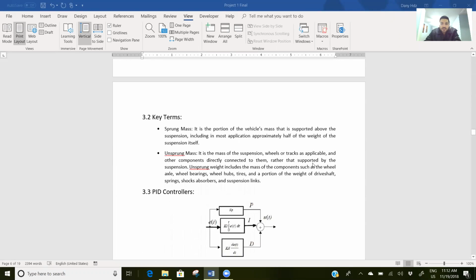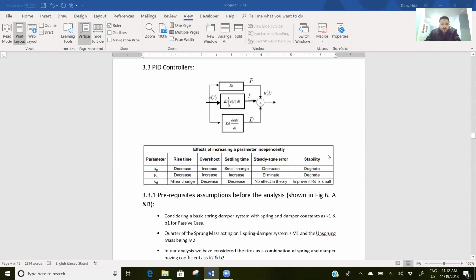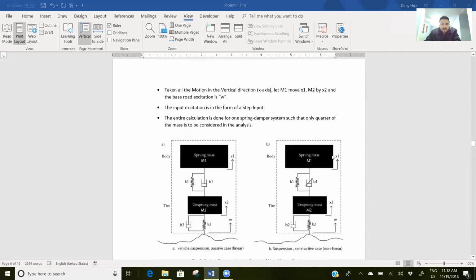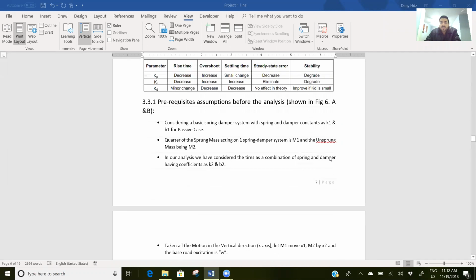Let's focus on the results of this project. First of all, we made some assumptions that consider a basic spring damper system with spring and damper constants K1 and B1 for the passive case. A quarter of the sprung mass acting on one spring damper system is M1, and the unsprung mass is M2. In our analysis, we have considered the tires as a combination of spring and damper, having coefficients K2 and B2.